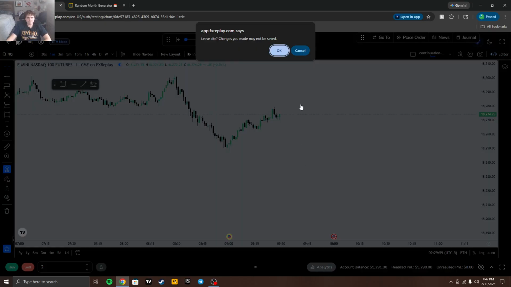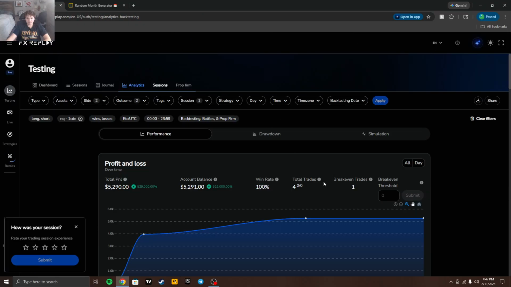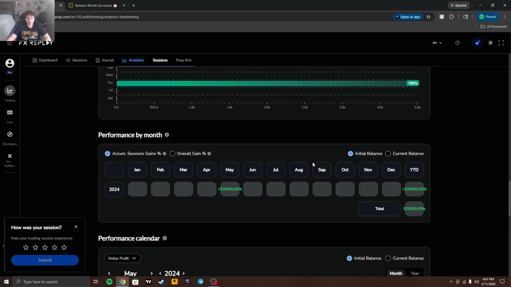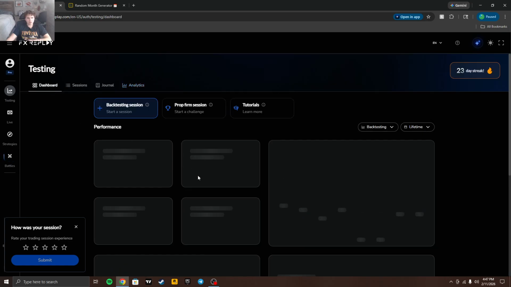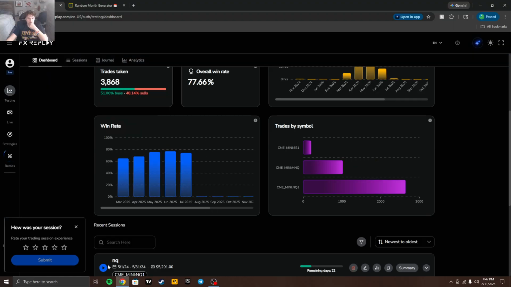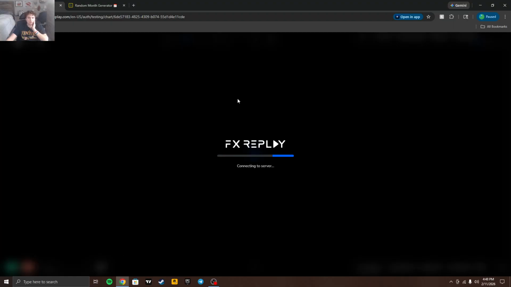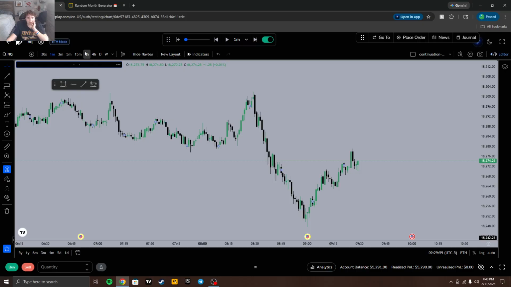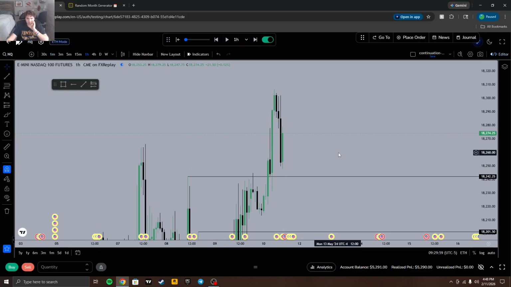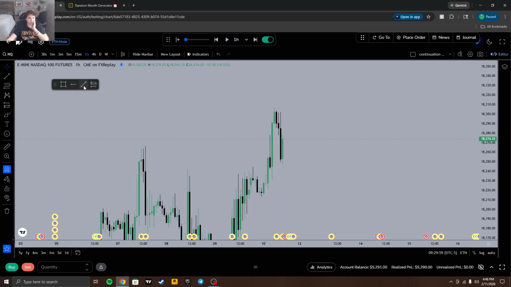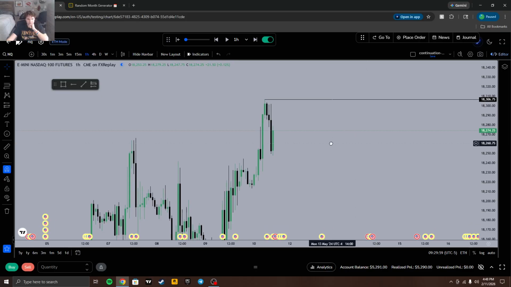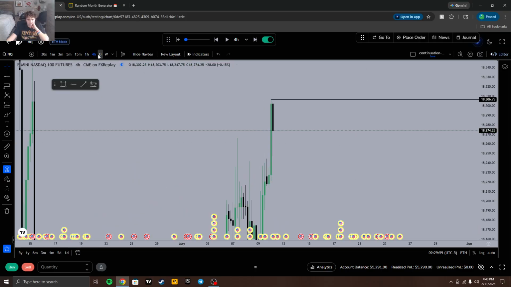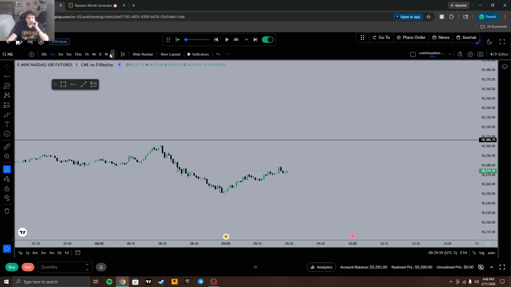How many trades is that? So we've taken 4 trades. That's fine. Okay. So price still clearly looks to be bullish in my opinion. We have a strong draw on liquidity. Yeah, this looks pretty good.